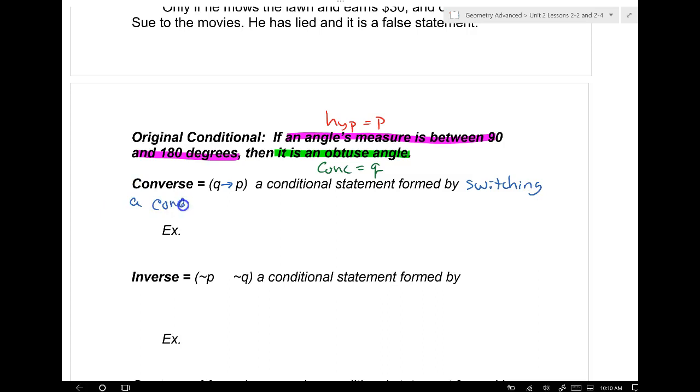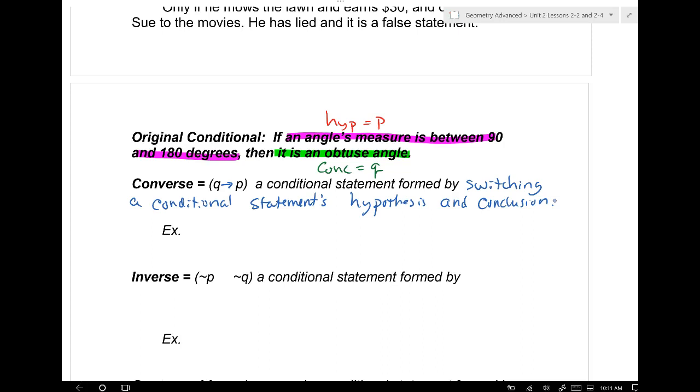It's a conditional statement formed by switching the hypothesis and conclusion of a conditional statement. Now, this will throw people off. Again, what doesn't move? If and then. It's the statements afterwards. And you have to also be grammatically correct with this.